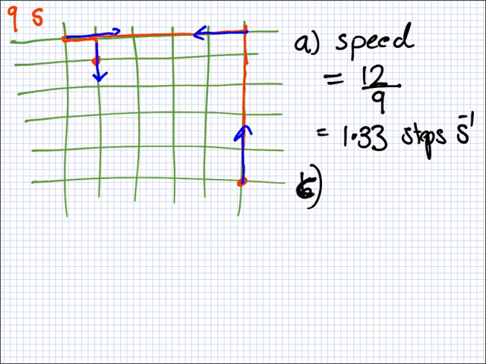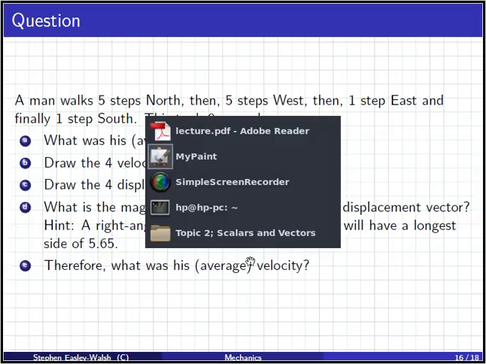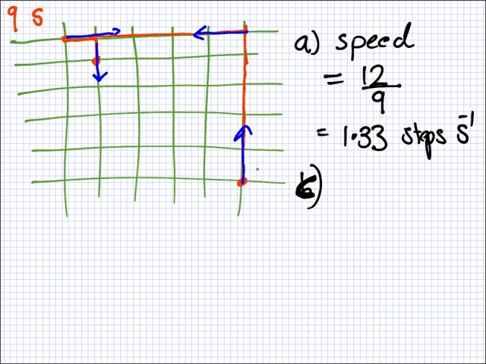C. Draw his 4 displacement vectors. Okay, so first he walks north, and then let me draw it in. What colour will I use now? Black. So first he's here, but then he changed direction, and then he is here. We remember displacement is from the origin. So we need to draw it like this. Okay. Then the next one.